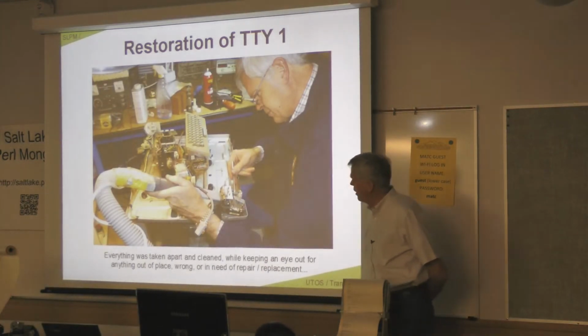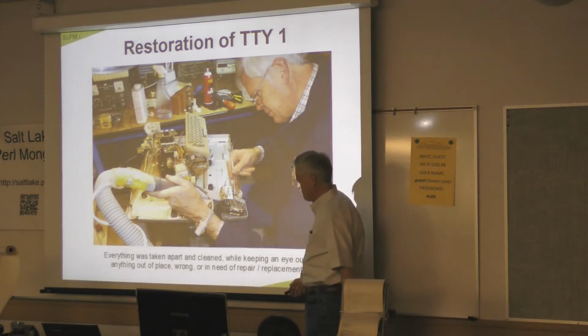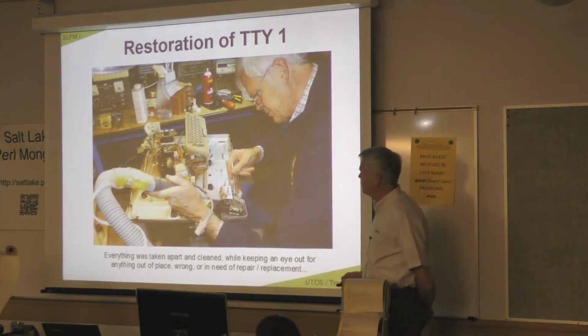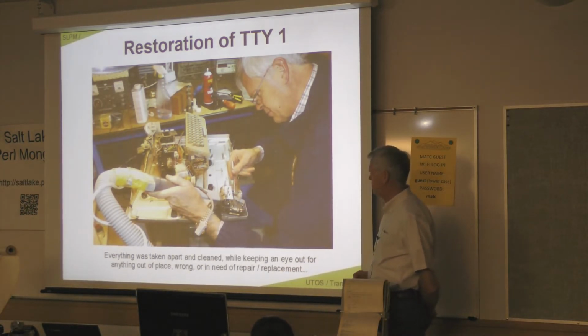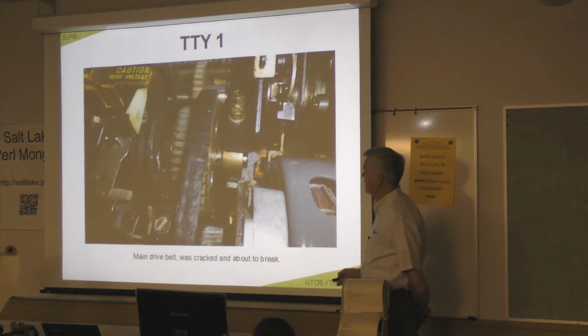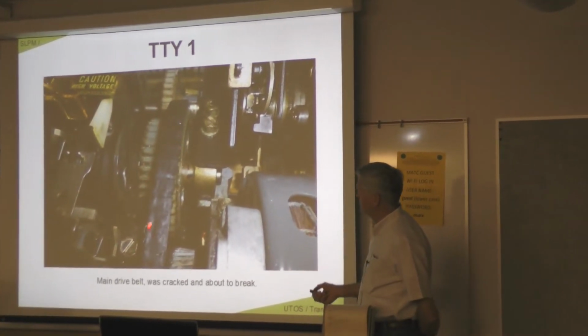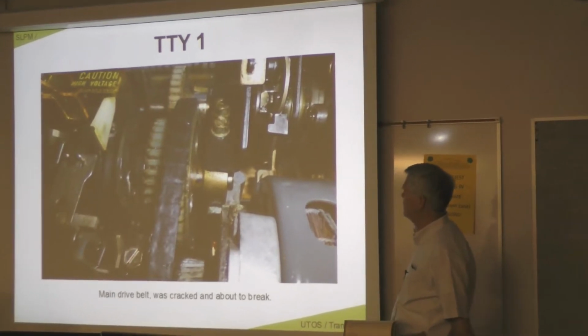So to restore it, there's no guide. You just basically have to use common sense. And the first thing you do is you completely take it apart and clean everything you can find, looking for anything that's out of place, missing, broken. For example, this belt here is all cracked and would have to be replaced. That's going to break soon.